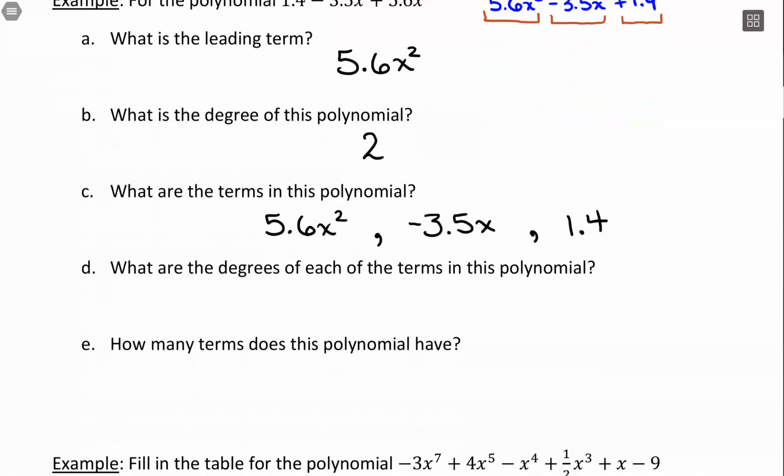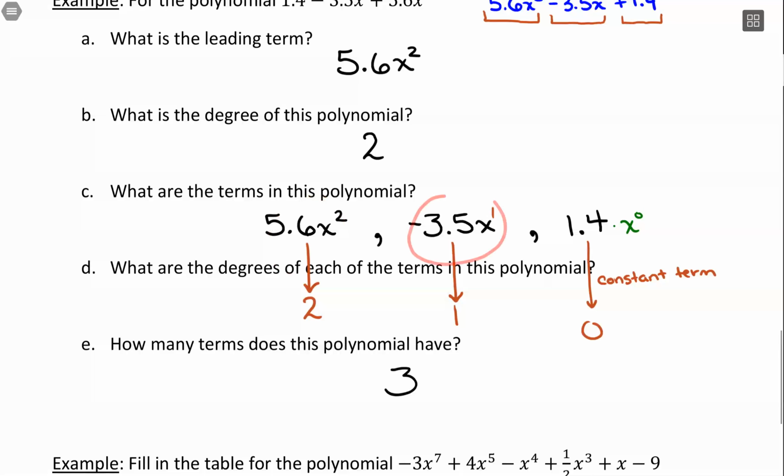What are the degrees of each of the terms in this polynomial? So the degree of this first term would be that exponent of 2. The degree of the second term would be an exponent of 1. That's actually on x there. And this last term, which we call the constant term, would have a degree of 0 because of that hidden x to the 0 power that's technically multiplying with it that we just don't write out. How many terms does this polynomial have? 3 terms, because we have 1, 2, 3.